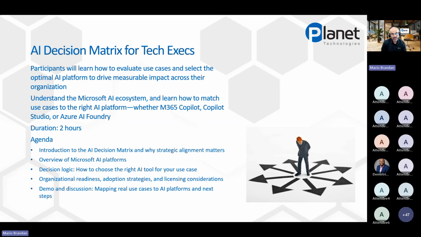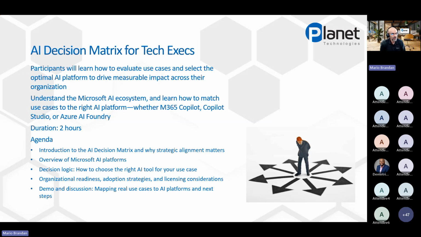The final one that I wanted to highlight here is what we call the AI decision matrix for tech execs. If you have use cases, and I actually have a customer in mind that I just talked with about this, they have specific use cases in mind on what they want to use Copilot for, and artificial intelligence writ large further down the road. But do their use cases match up with Copilot? Because Copilot is not a silver bullet.